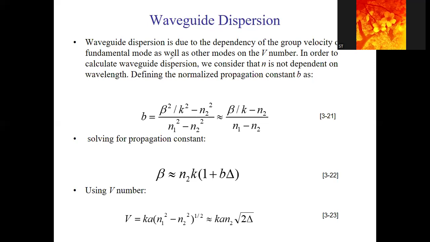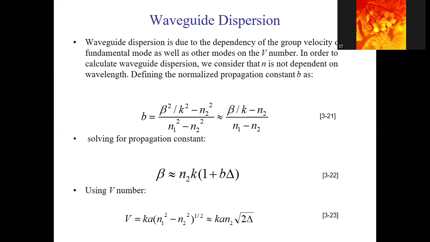In order to calculate waveguide dispersion, we have to make some assumptions. The first assumption is that the signal is not dependent on the refractive index. We assume that there is no material dispersion, meaning there is no refractive index variation with respect to wavelength. So this is the assumption. Now the dispersion is dependent on only the V number.